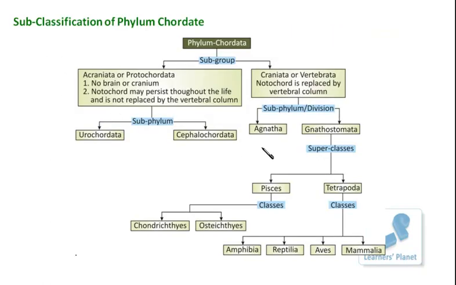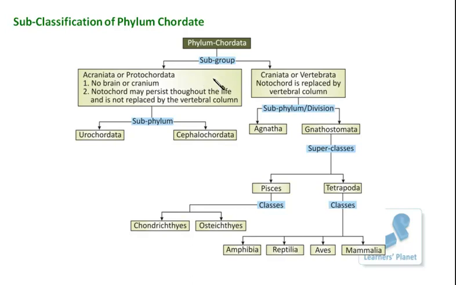So students, here is the flow chart which is showing the classification of the phylum Chordata. Initially, these chordates are divided into two subgroups on the basis of two basic features. These two basic features are the presence of the notochord, or the form in which the notochord is present, and the second basic criteria for the subclassification is the brain box or the cranium, whether it is present or not present.